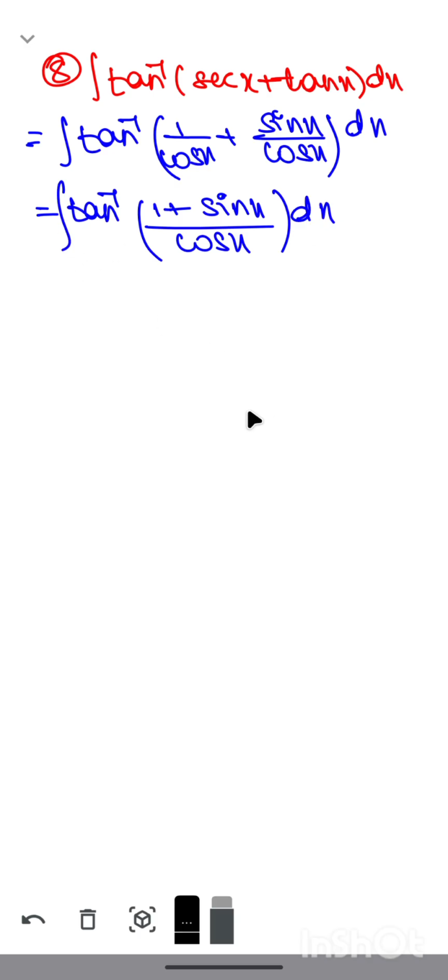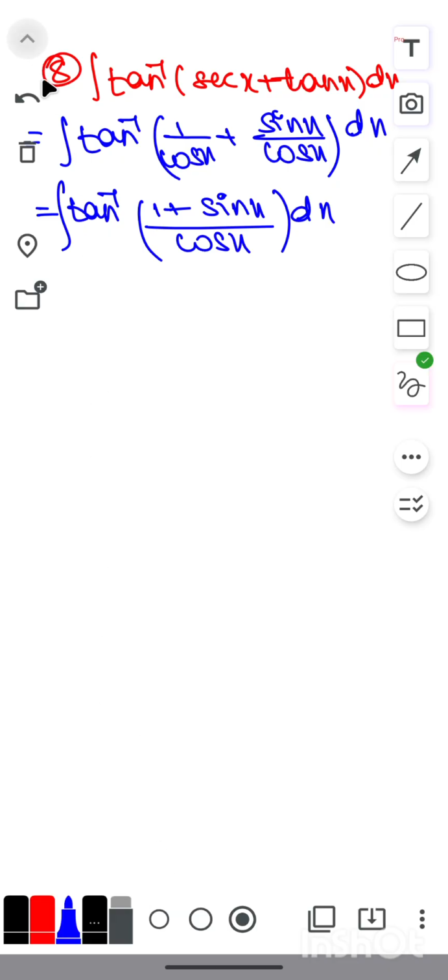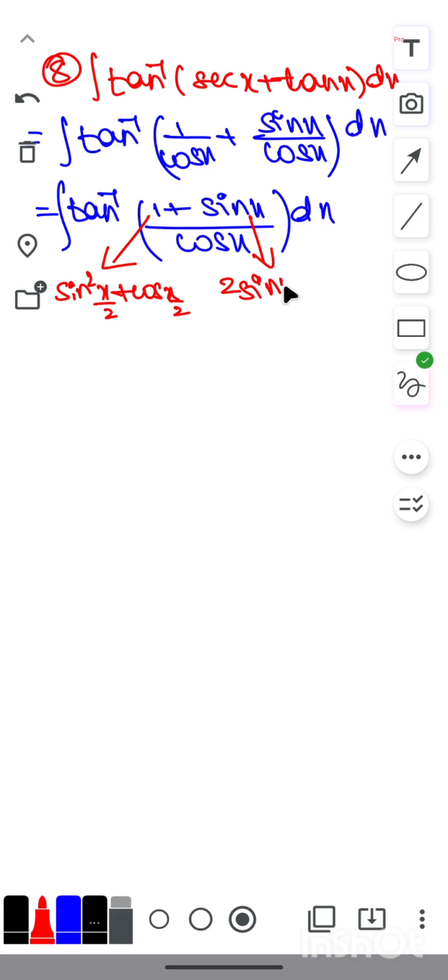Okay, now we need to think how can we represent both numerator and denominator. Here the numerator can be rewritten by using a trigonometric identity. See, this 1 can be written as sin square x plus cos square x. Similarly, sin square x by 2 plus cos square x by 2, because this is in terms of the submultiple angle formula. And sin x can be written as 2 sin x by 2 into cos x by 2.